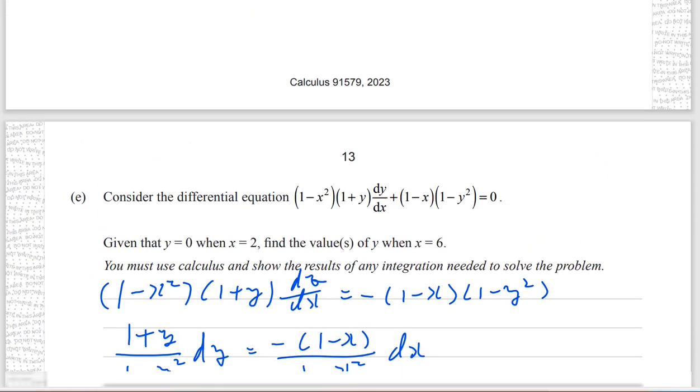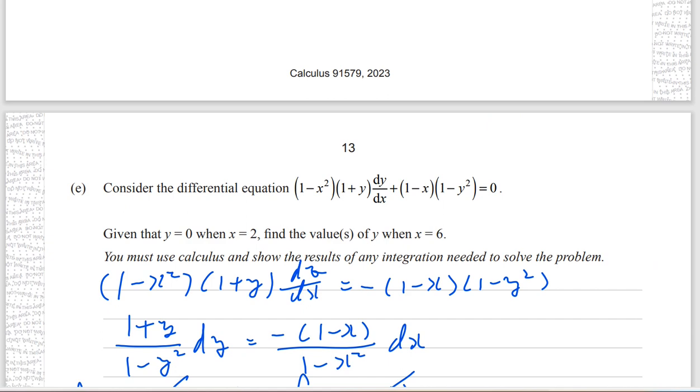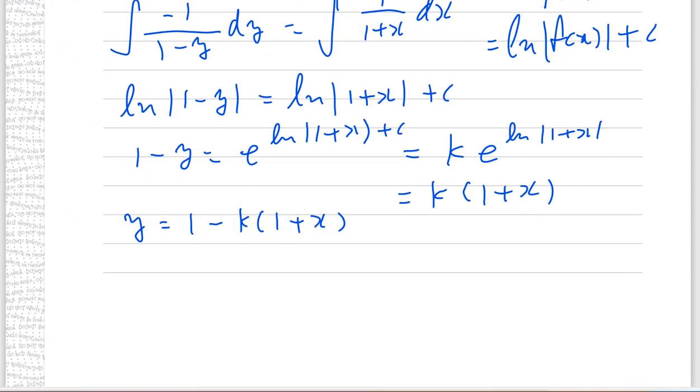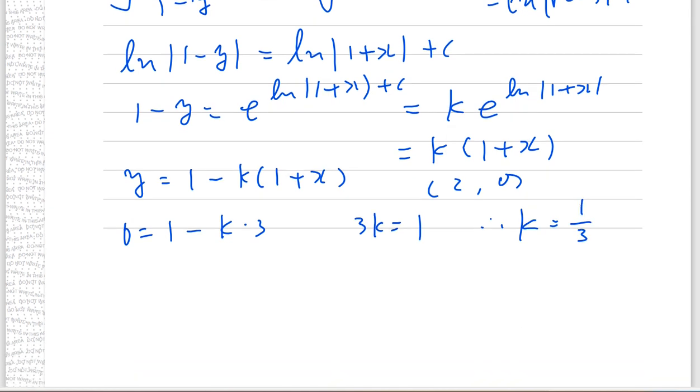Do you remember we have the information that when x is 2, y is 0. So we plug 2 comma 0 into this equation to find k. So 0 equals 1 minus k times 3, isn't it? So 3k equals 1, hence k equals 1 over 3. So that means y equals 1 minus 1/3 (1 plus x), right?